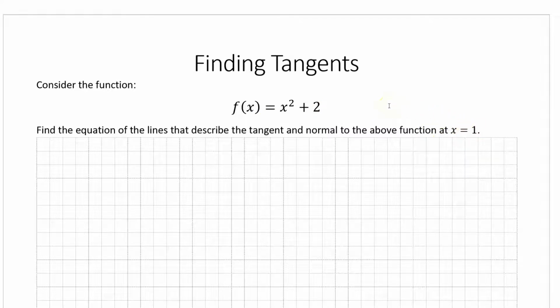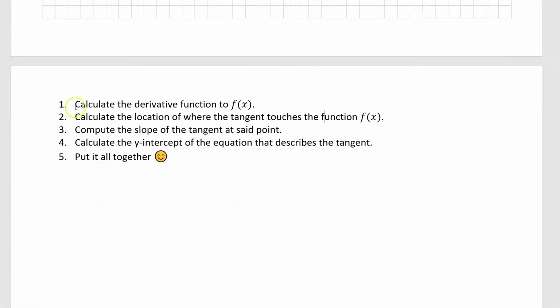So to do this, it's simply just following a simple process. It's a 5-step process that will take us from not having a line to having the equation of a line that describes a tangent and normal. The 5 stages there are quite simple. Firstly, we simply calculate the derivative of the function f of x. Then after we've calculated that, we calculate the point where the tangent is going to touch the function f of x.